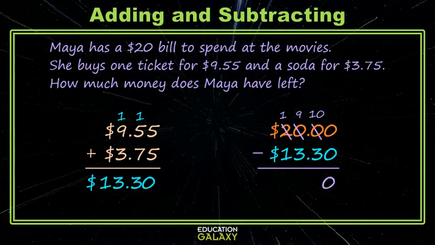0 minus 0 is 0. 10 minus 3 is 7. Don't forget your decimal. 9 minus 3 is 6. And this is our answer.